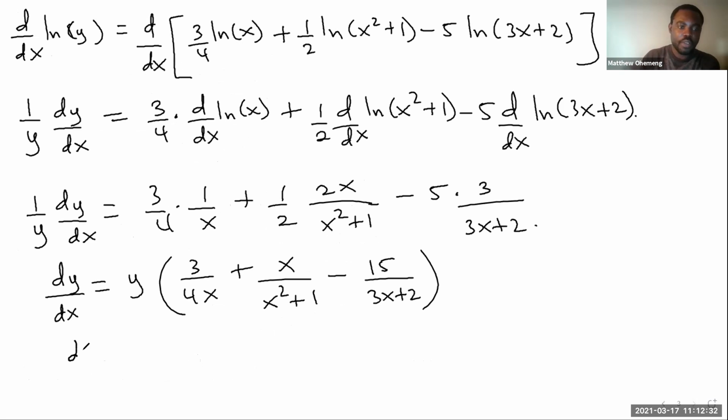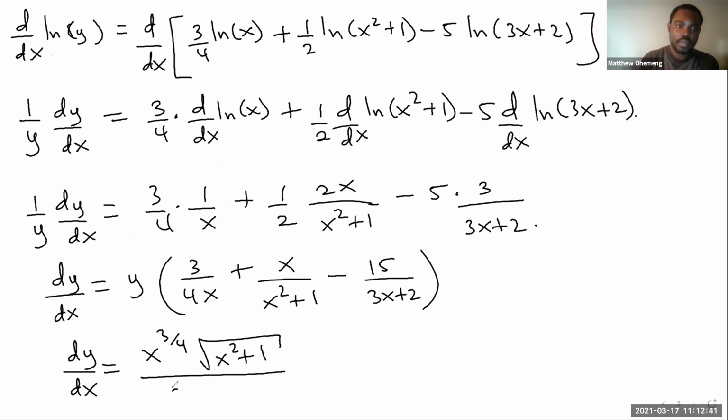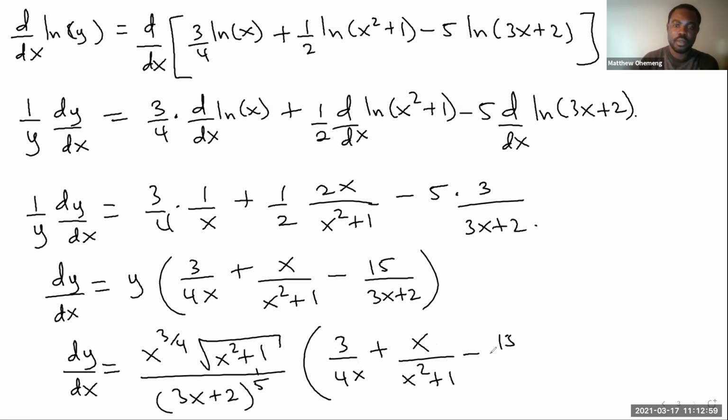So that means that dy over dx is finally, and then put it in there. I think it's x to the 3 over 4 square root of x squared plus 1, and then 3x plus 2 to the power 5. And then all times what? So we have 3 over 4x and then plus x over x squared plus 1, and then minus 15 over 3x plus 2. And that's it. So this will be our final derivative.